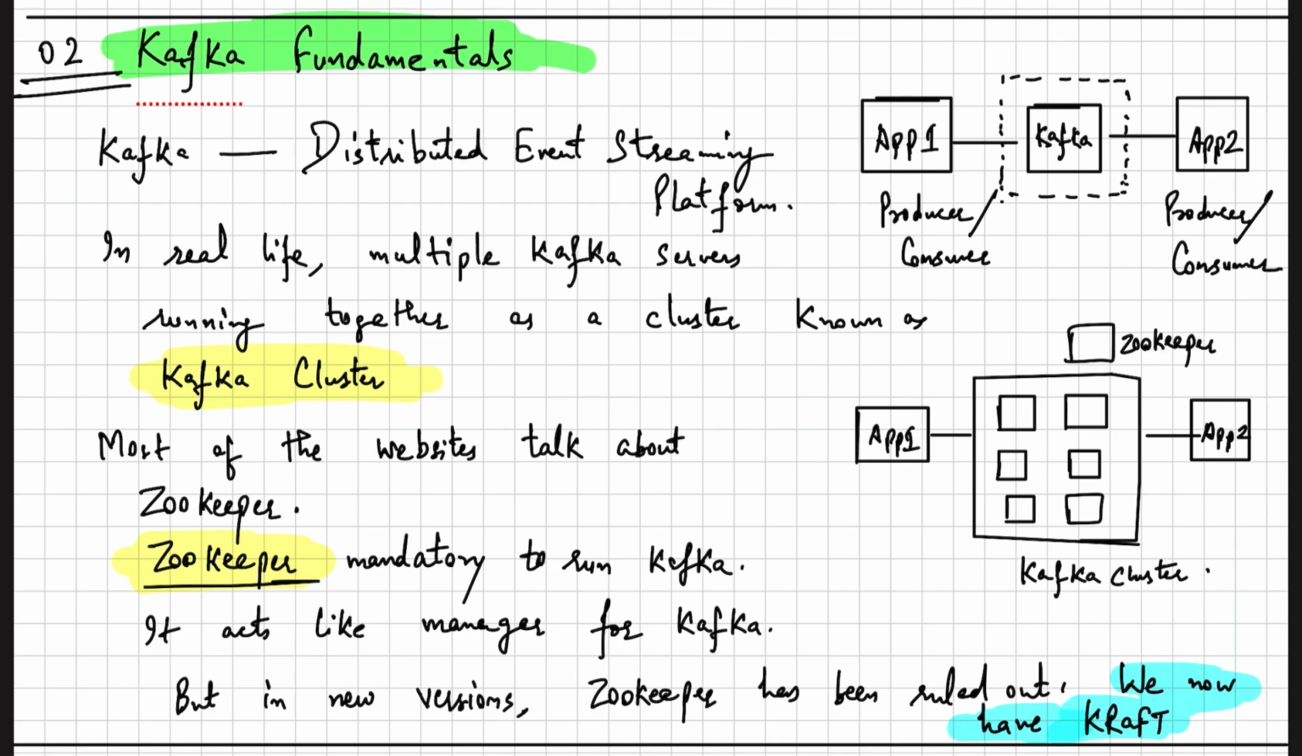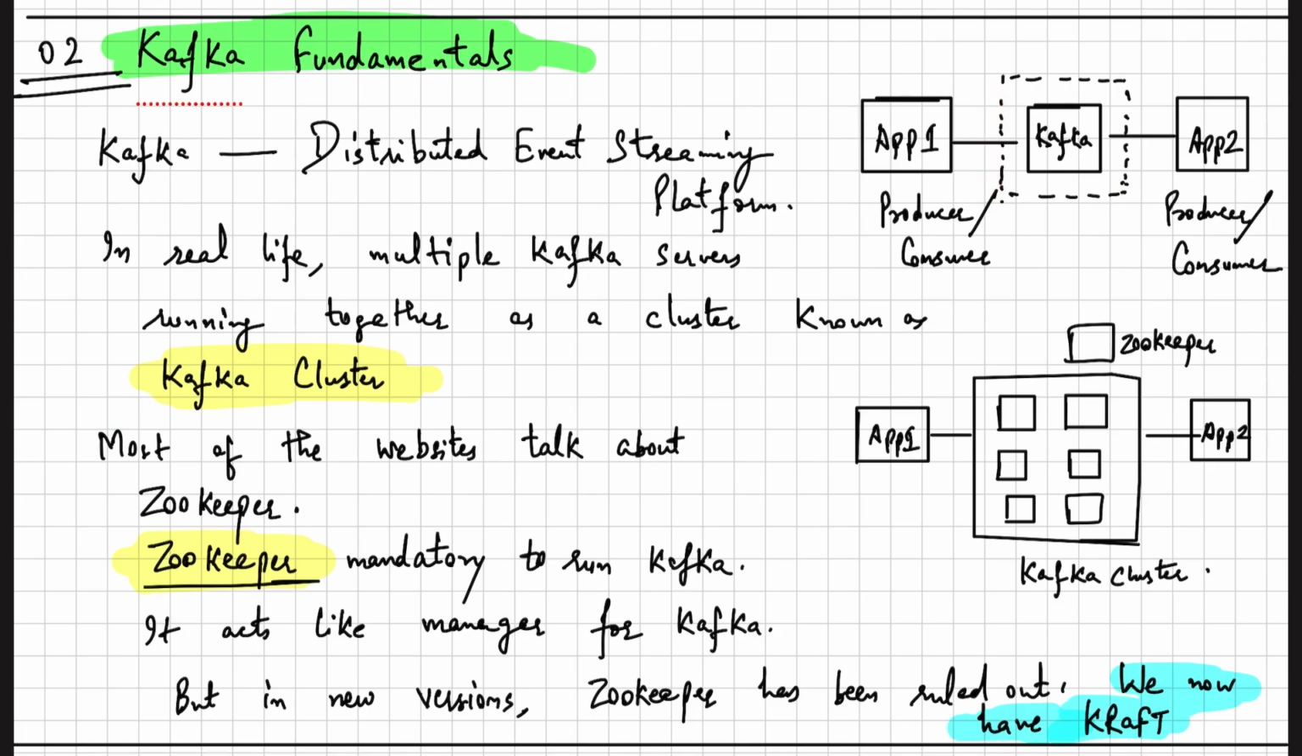Now, there could be multiple applications connecting to Kafka, right? For example, in the picture shown here, application 1 could be acting as a producer or a consumer, or application 2 can also act like a producer and a consumer, and they both are talking to Kafka.